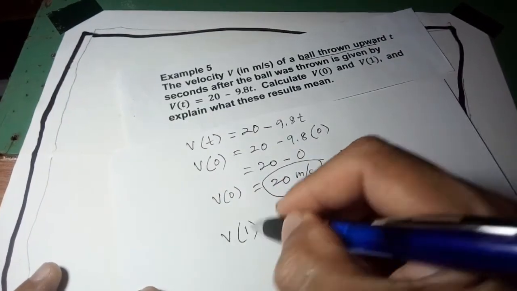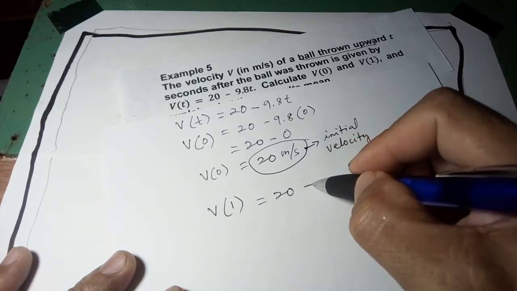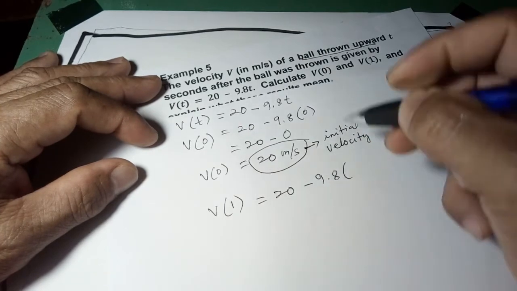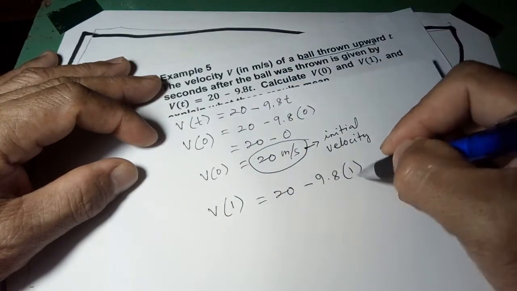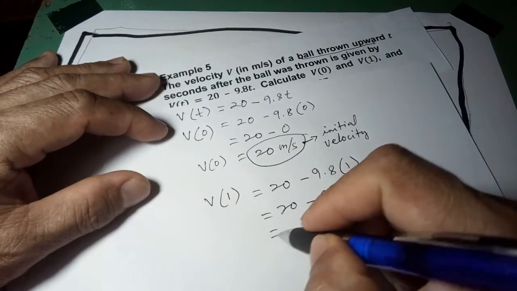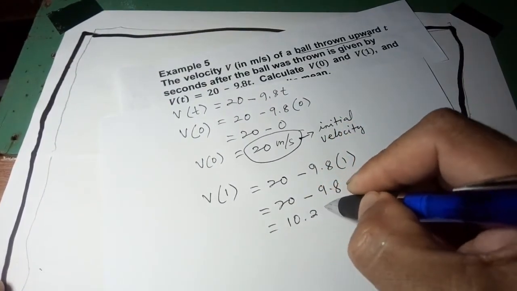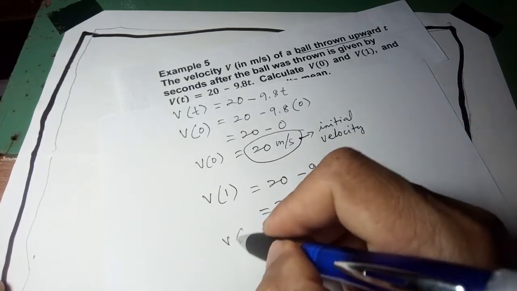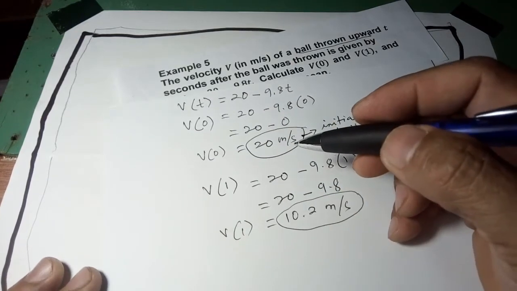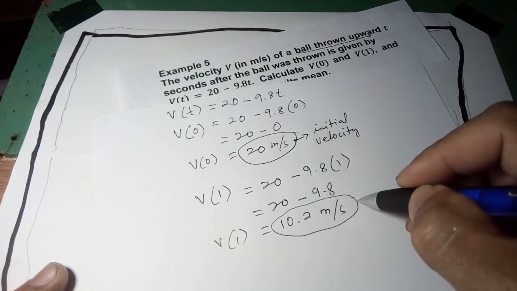After 1 second, v of 1, the same equation, 20 minus 9.8t. t this time is 1. So 20 minus 9.8 times 1 is 9.8. 20 minus 9.8 is 10.2 meters per second. This means that after 1 second, the ball has a speed of 10.2 meters per second.